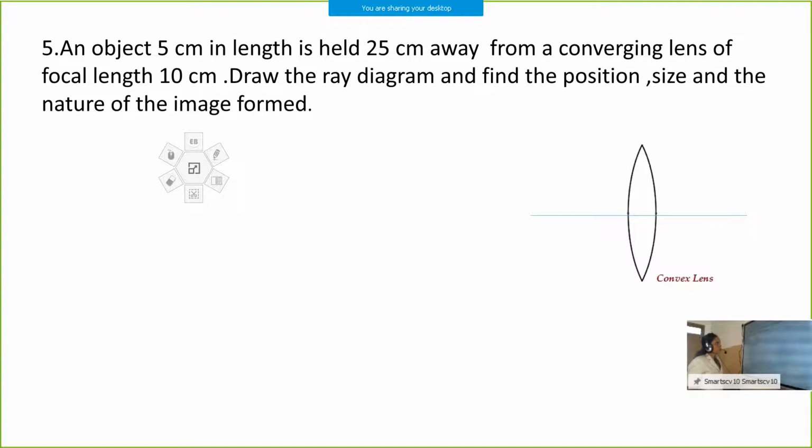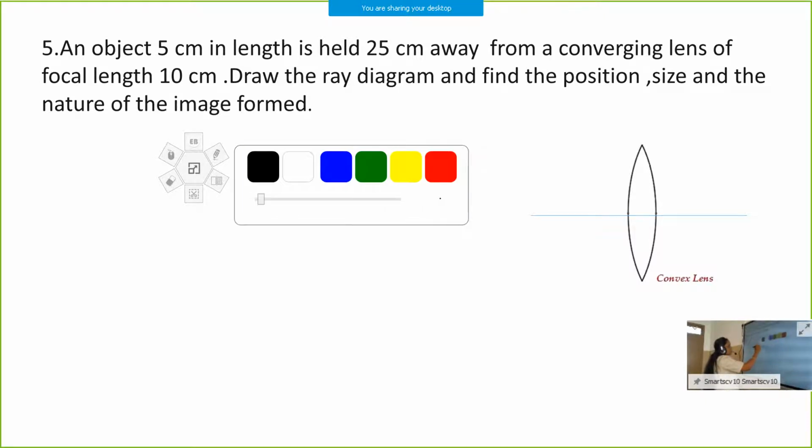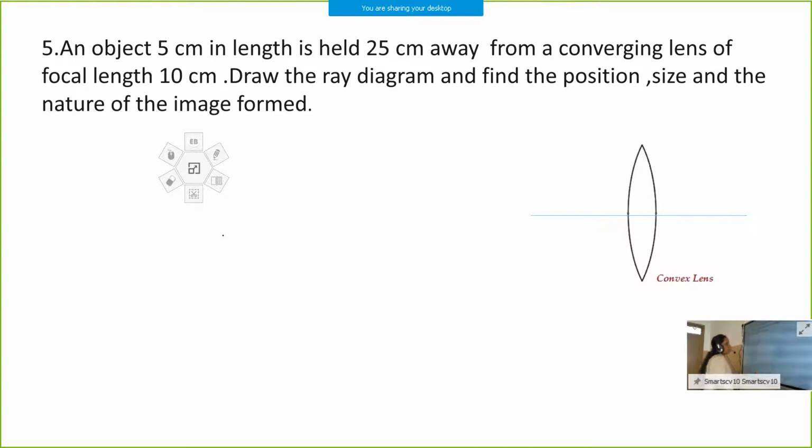So here you are told to draw the ray diagram. So you can first draw a rough ray diagram, then at last you can draw it neatly. Okay. So draw a convex lens like this. Convex lens, and draw its principal axis also. And you can mark the optical center. Then what are the given data? An object 5 centimeter in length.